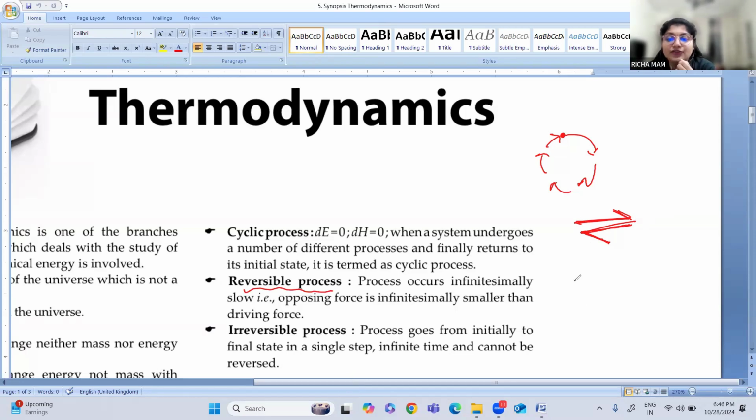Irreversible means what? From the initial step it will go to the final step, and this step cannot be reversed. So A will give you B only, B cannot give you A. This is an irreversible process. It goes from the initial step to the final step and it cannot be reversed. So this is an irreversible process.